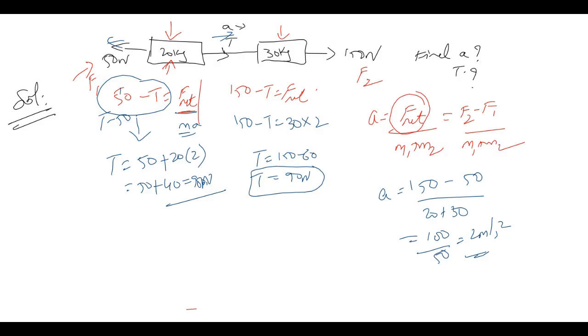Understood how to solve this type of questions? This one you have to convert it as T minus 50. This side it should be T minus 50 because T is greater than 50 as this side is more.